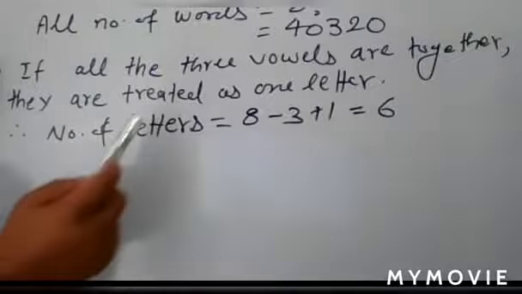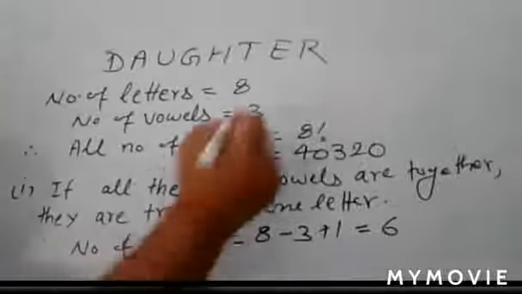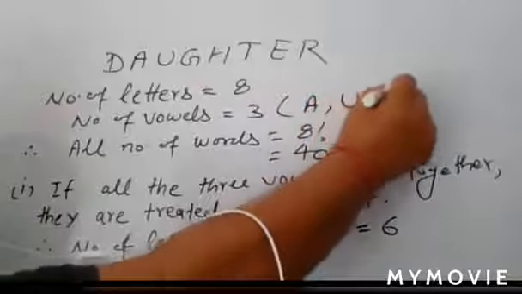But here you have 3 vowels. Just see here. Here you have 3 vowels which are taken as A, U and E.